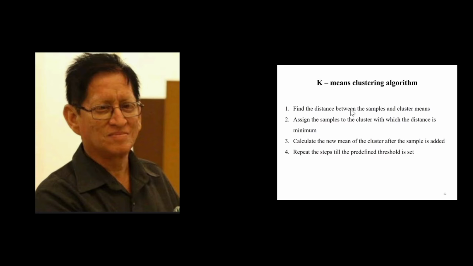K-mean clustering algorithm is one of the powerful clustering methods. It is a color clustering that identifies clusters based upon intensity. Find the distance between the samples and the cluster means. Then assign each sample to the cluster with which the distance is minimum, based upon the intensity. Calculate the new mean of the cluster after the sample is added. Repeat the steps until the predefined threshold is reached, because you set a threshold level.